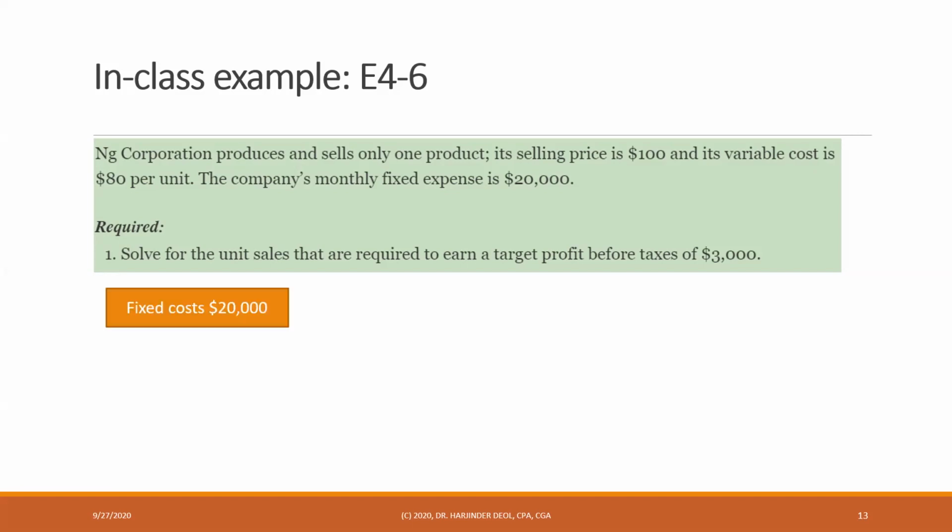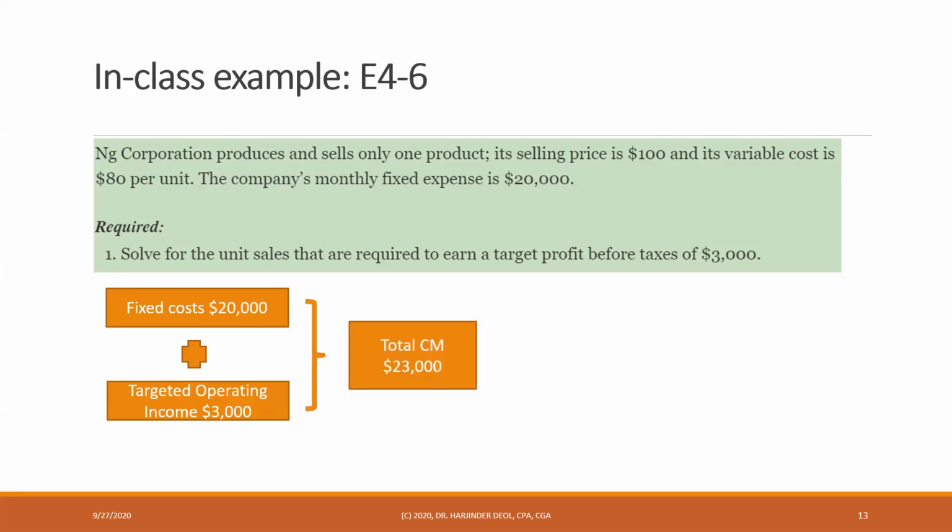So we need to recover our fixed cost, which is $20,000, but we also need to have our targeted operating income of $3,000. So if we add these two together, then our contribution margin has to be $23,000. That's your total contribution margin.